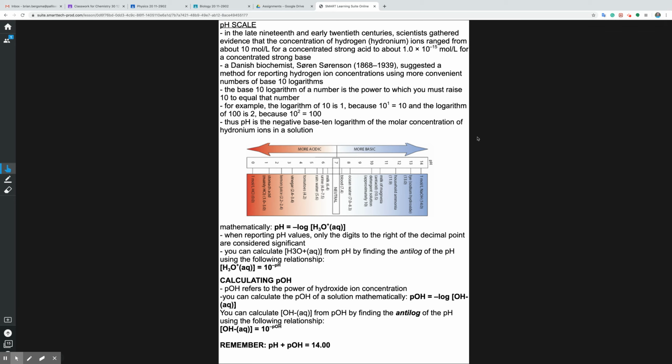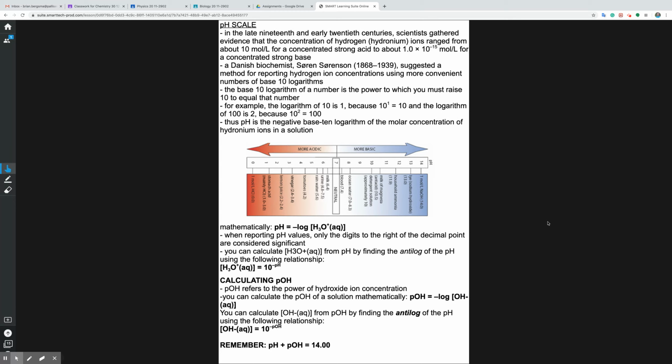Okay, so the pH is the negative base 10 logarithm of the molar concentration of hydronium ions in a solution. Okay, and so we did a bunch of these equations last year. So the pH equals the negative log of the hydronium concentration. Okay, when reporting pH values, only the digits to the right of the decimal point are considered significant.